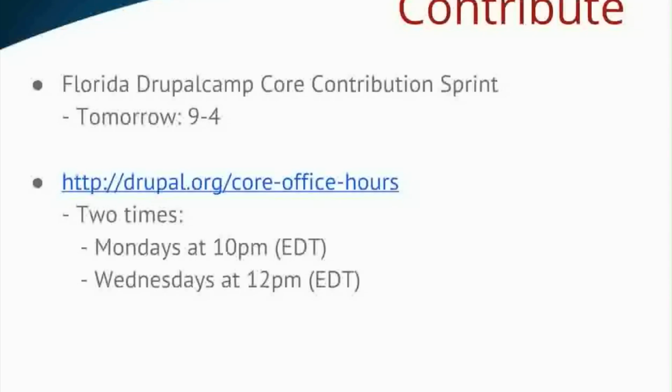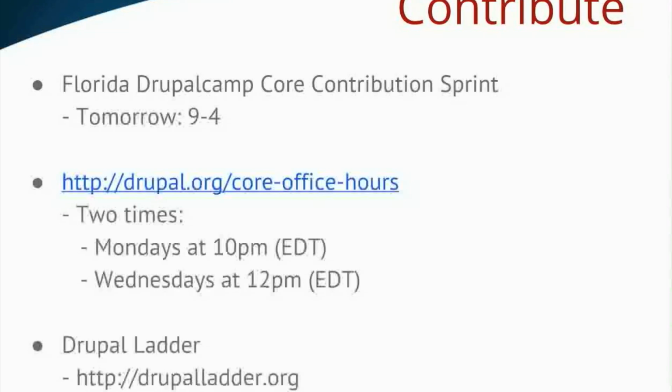So that happens twice a week. Mondays is more for the European crowd, but if you're a late bird, it's Mondays at 10 p.m. Wednesdays is at 12 p.m. Those are the times for daylight savings time. When it's not daylight savings time, they change by an hour because the times are based in UTC.